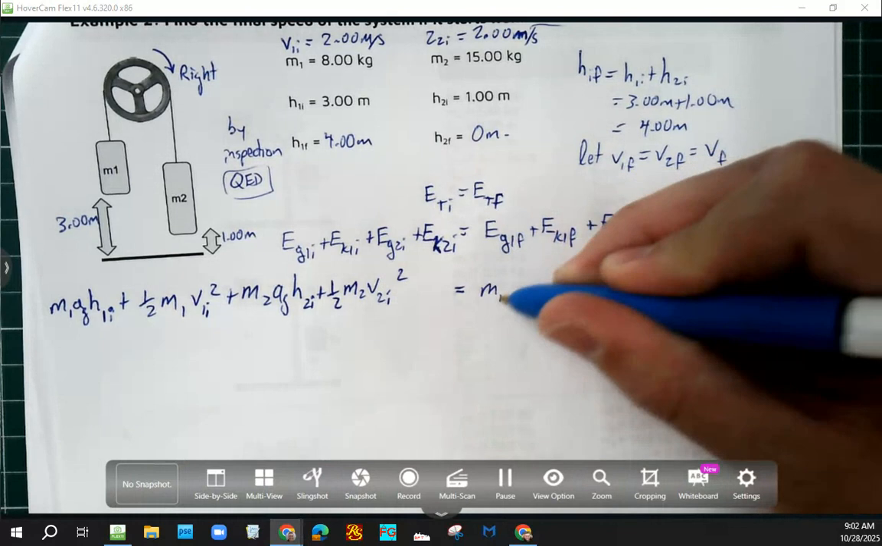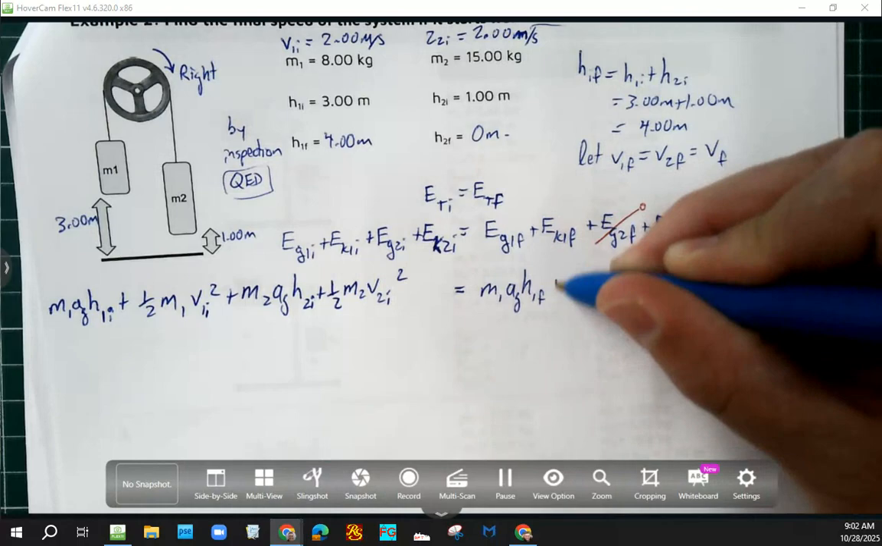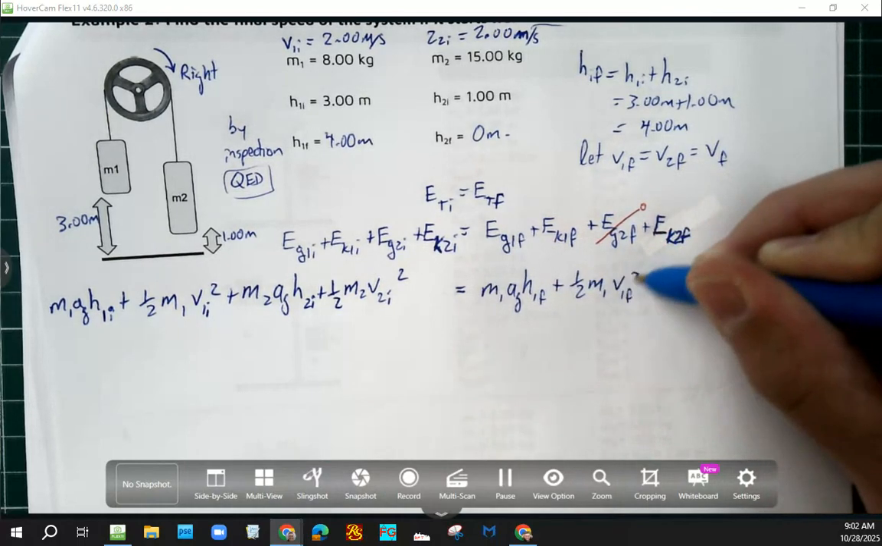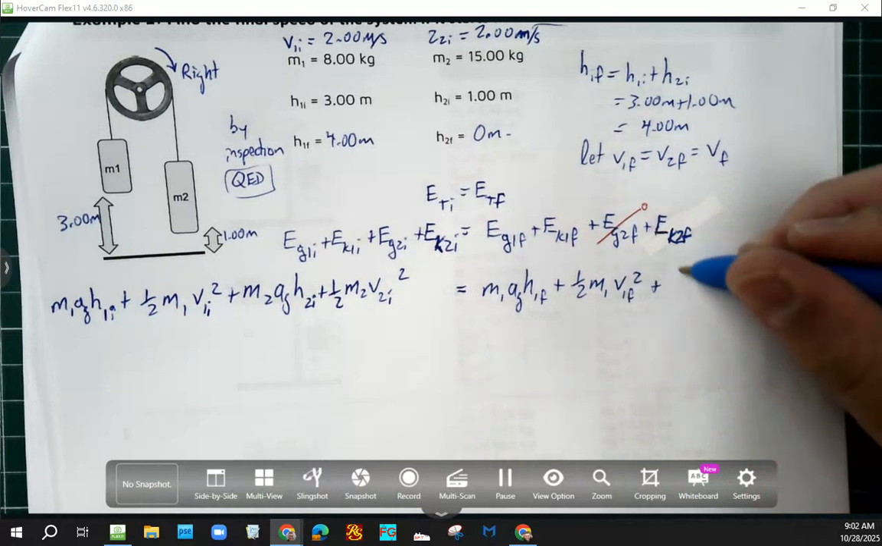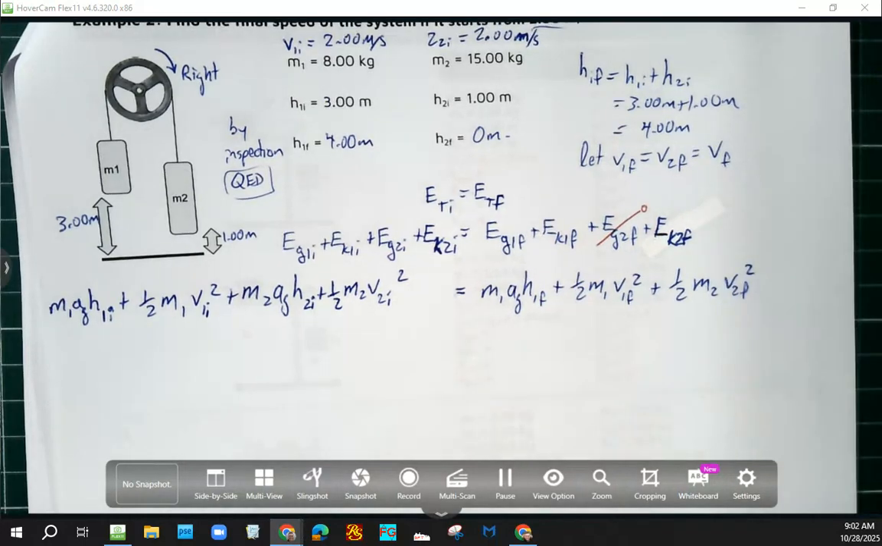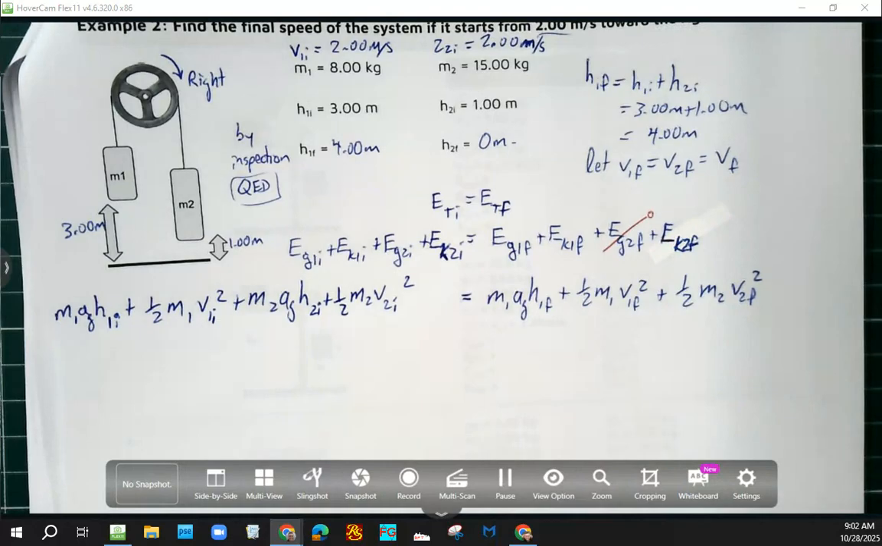Mass 1 AG H1 final plus 1/2 M1 V1 final squared plus 1/2 M2 V2 final squared. And remember, nothing zeroes out here. And what are we trying to find again? Maybe I'll just highlight it so that it's really clear what we're looking for.